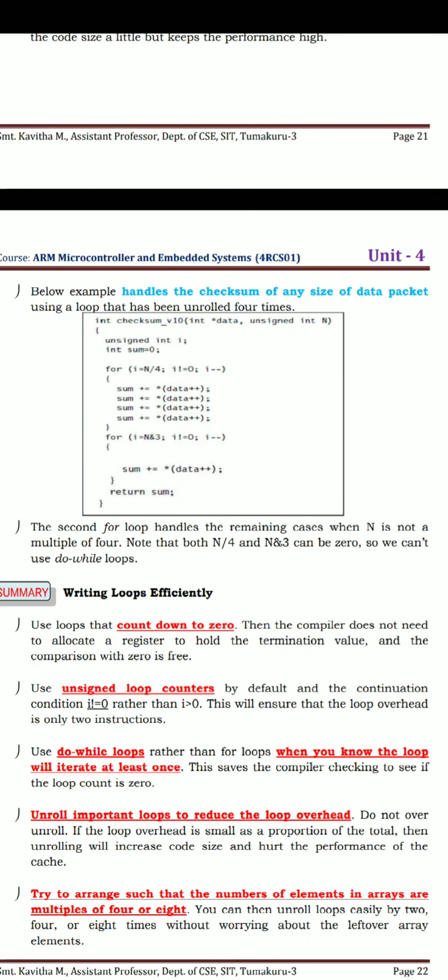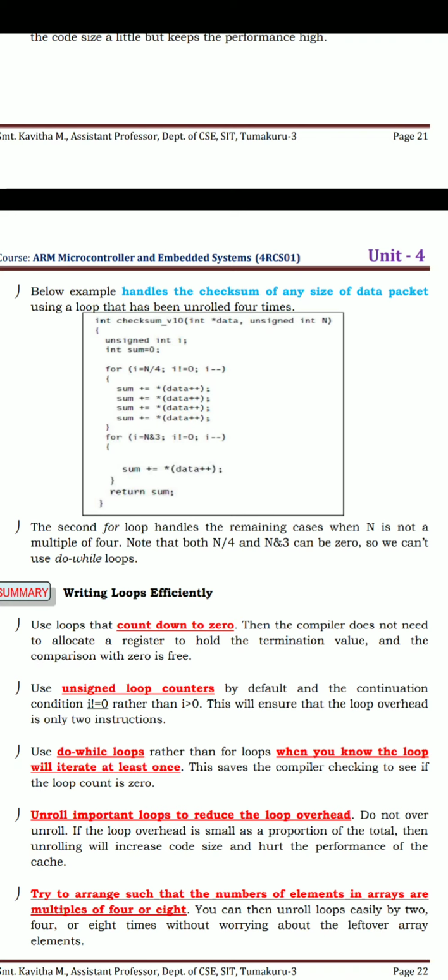So consider this C routine, checksum_v10. This is version 10 of the checksum problem we are discussing, where this is going to handle both the cases where the number of words in the packet is a multiple of 4 as well as where it is not a multiple of 4. You can observe there are two for loops being used. The first for loop handles the case where the number of words is a multiple of 4, and the second for loop handles the leftover cases.